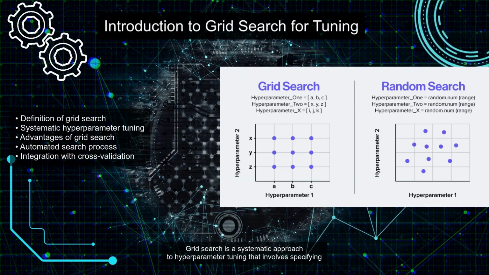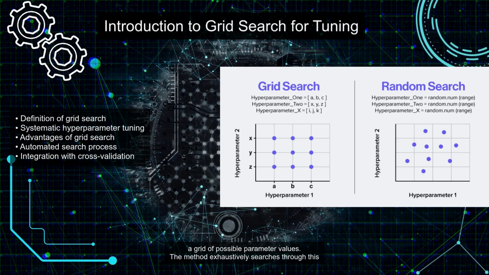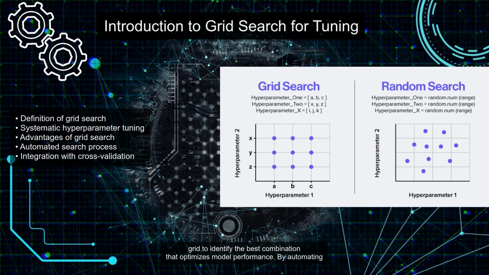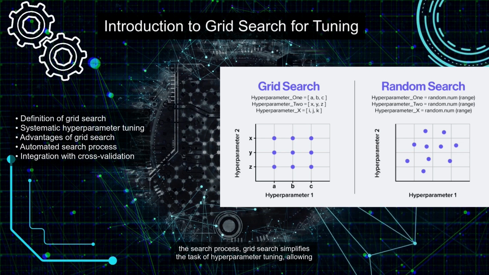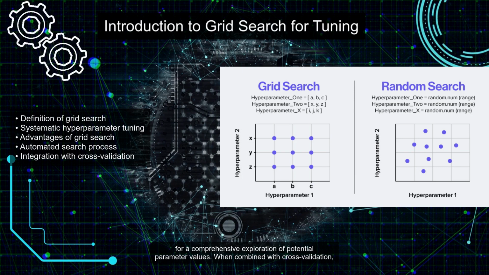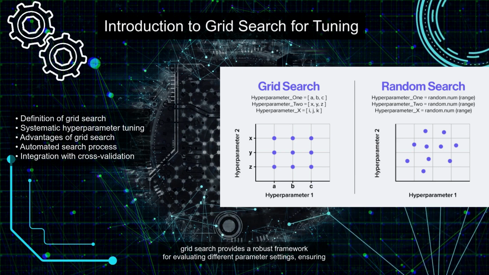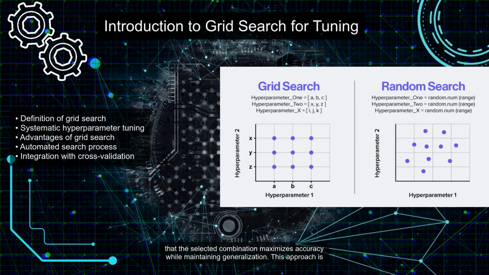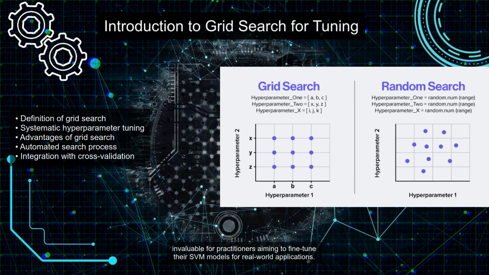Grid search is a systematic approach to hyperparameter tuning that involves specifying a grid of possible parameter values. The method exhaustively searches through this grid to identify the best combination that optimizes model performance. By automating the search process, grid search simplifies the task of hyperparameter tuning, allowing for a comprehensive exploration of potential parameter values. When combined with cross-validation, grid search provides a robust framework for evaluating different parameter settings, ensuring that the selected combination maximizes accuracy while maintaining generalization. This approach is invaluable for practitioners aiming to fine-tune their SVM models for real-world applications.